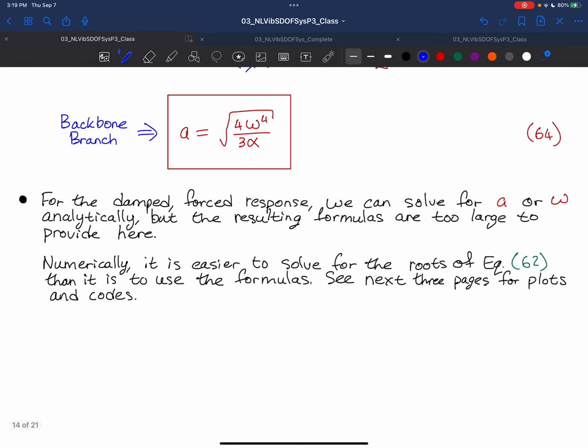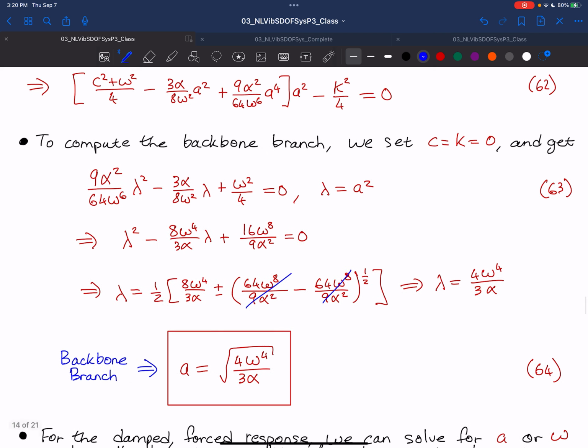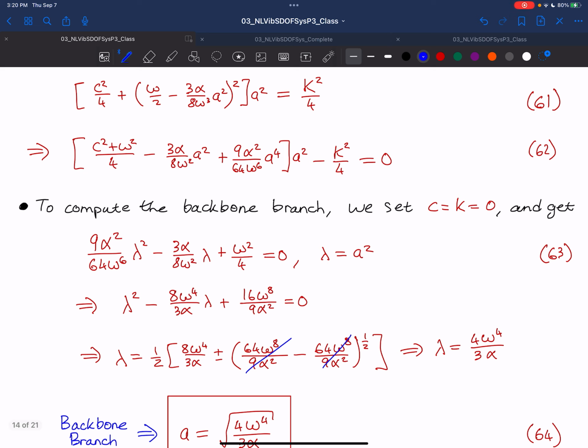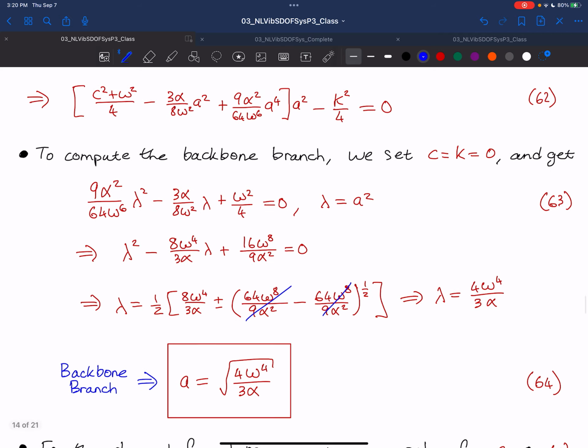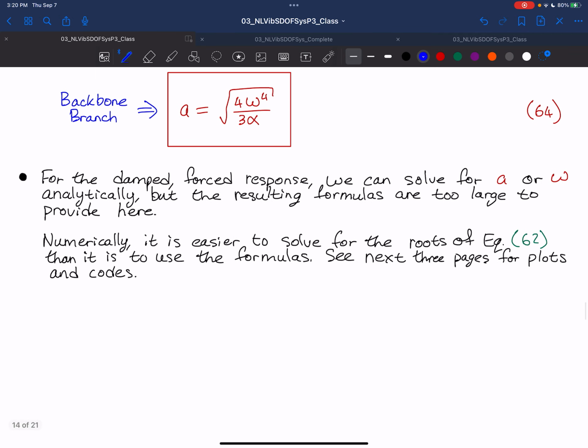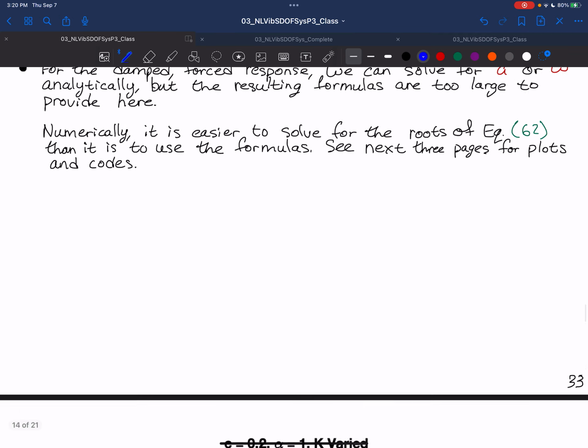Okay, so for the damped force response, we can solve for A or omega analytically, but the resulting formulas are very large, and they're just too large to write down here. You can solve them using software like Mathematica, for example. And numerically, it's much easier to solve these by computing the roots of equation 62. That's why we wrote equation 62 here in this form, so that we could actually solve for the roots. And that's what I've done on the next 3 pages for plotting the system.